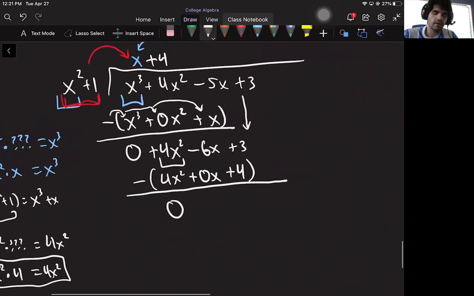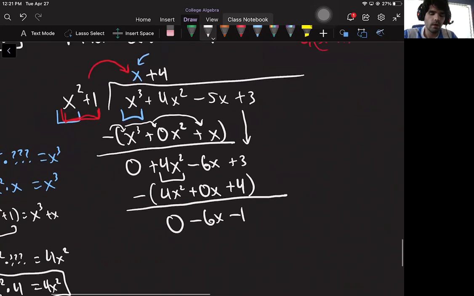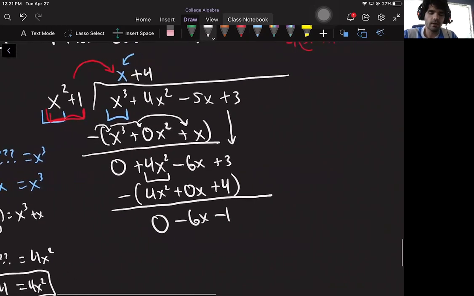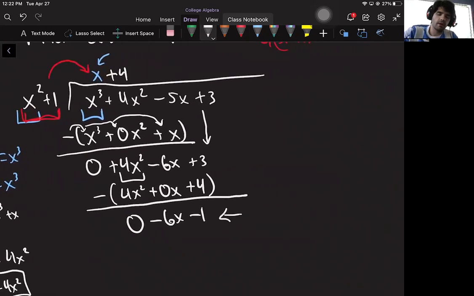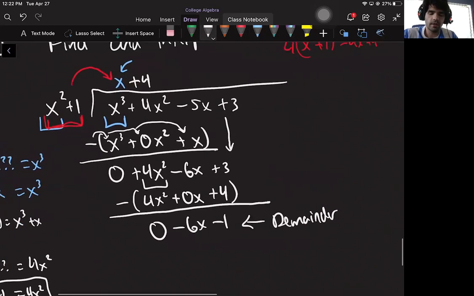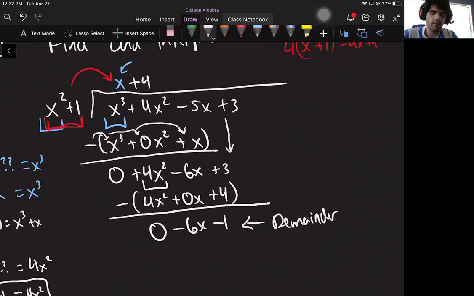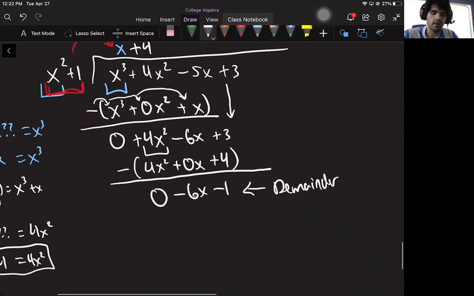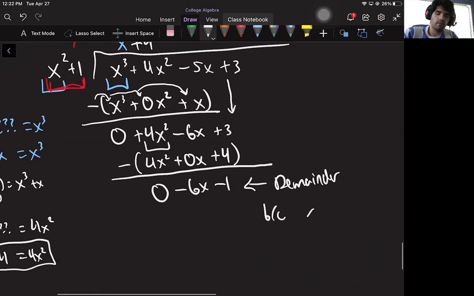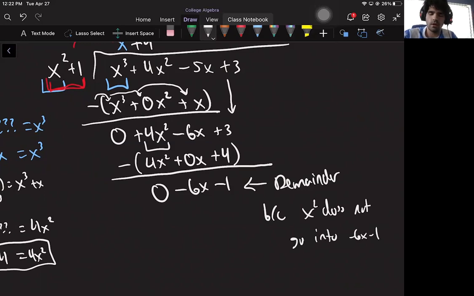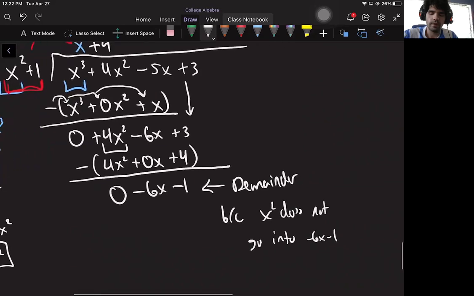Okay, so then negative 6 minus 0 just stays negative 6. 3 minus 4 is negative 1. So this time, now we're done here, and this is our remainder. So our remainder can have x's in it. It doesn't just have to be a number. And this is the remainder because x squared has a higher power than x. So x squared does not go into this thing. So there's nothing else we could put there. And instead, this is the end.